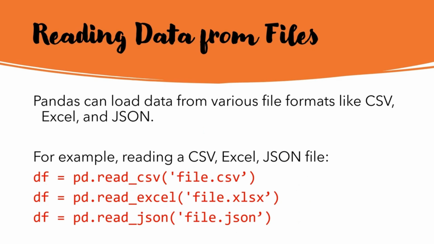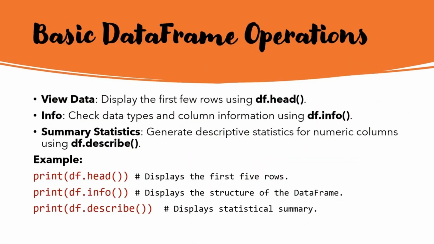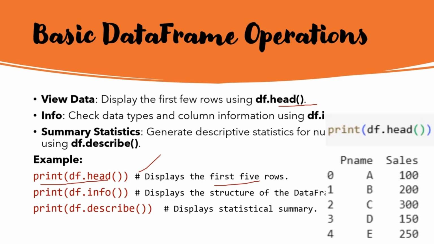Next, let's learn about basic data frame operations. Let's take a look at the most commonly used operations. To perform these operations, first you should have created a data frame. To get a quick look at your data frame, we can use the head method to view the first 5 rows. By running print df.head, you can display the first 5 rows of your data frame.